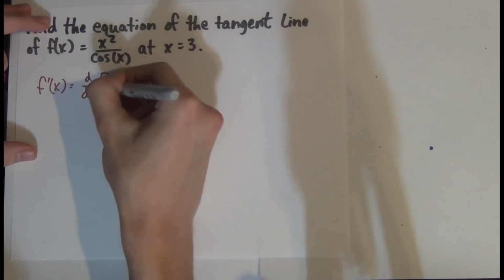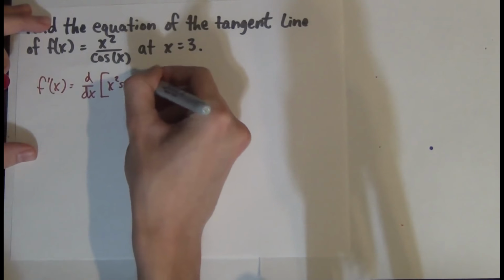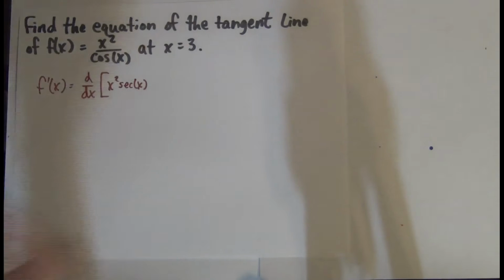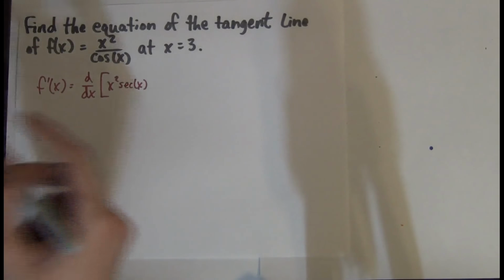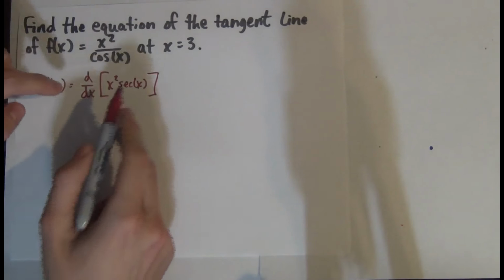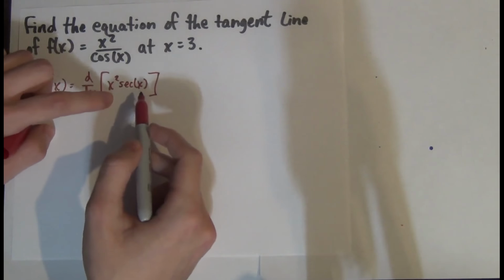The reason I'm going to do that is so I can write it as a product instead of a quotient. Because in my opinion, the product rule is much more intuitive and straightforward than the quotient rule, because you don't have to memorize low d high minus high d low, square the bottom away we go. You just have to add two things together. So I'm going to rewrite this as x squared times secant of x. Maybe you don't remember the derivative of secant of x, but you really should.